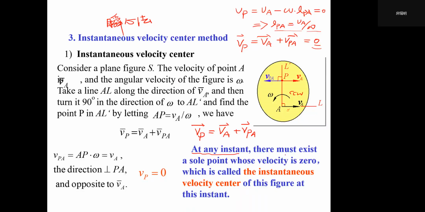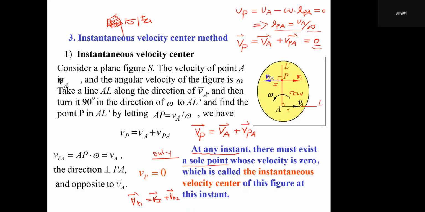So at any instant, that is why we call it instantaneous velocity. At any instant, there must exist a sole point, only one. Sole means only. There is only one point whose velocity is 0, which is called the instantaneous velocity center of this figure at this instant. Let's say this instantaneous point, we just use an I to denote it. We can once again select this instantaneous point I as a pole point. So any other point, like M, VM should equal VI plus VMI, right?